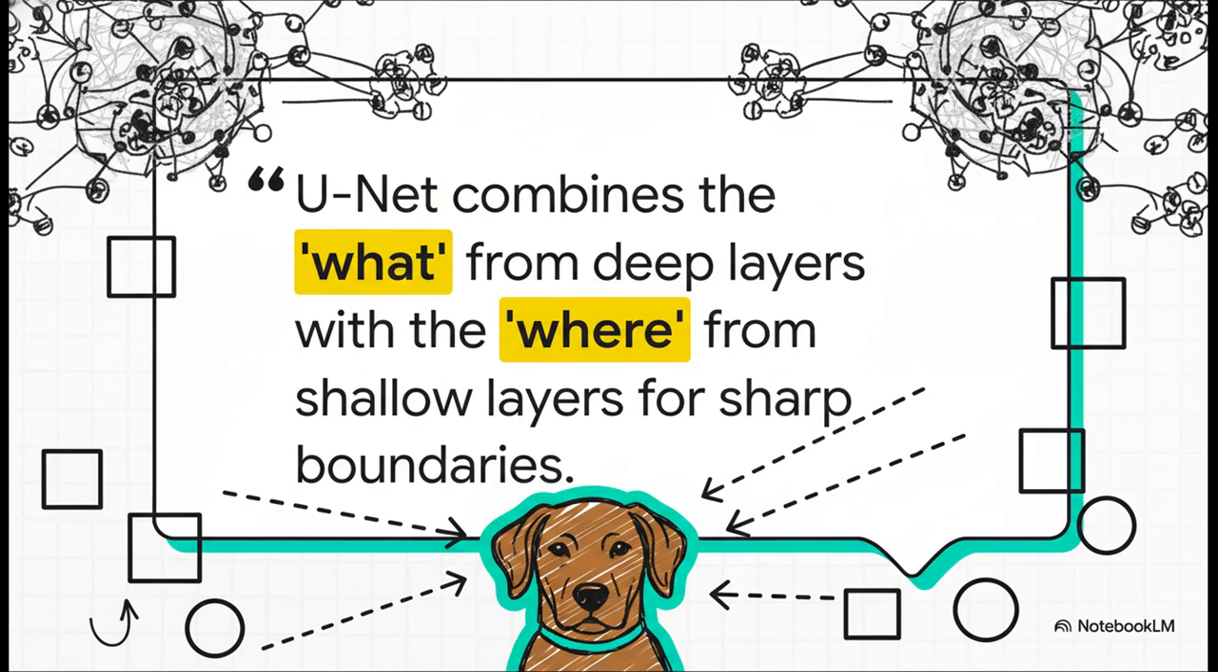And that right there is the magic formula. It gets the what, the high-level idea that, yes, this is a dog, from those deep, compressed layers. But it gets the where, the precise location of the dog's fur, from the shallow, high-detail layers it saved. Combining those two is what finally gave us those crisp, accurate segmentation masks we were looking for.